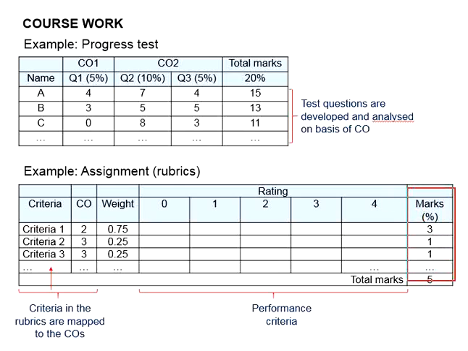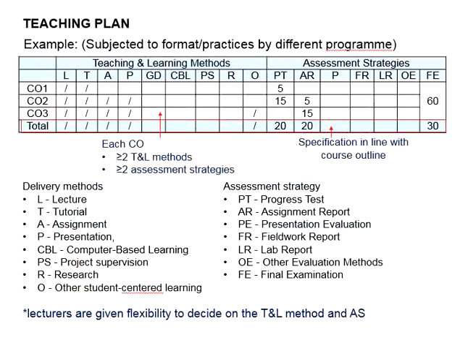And then you calculate the marks. Based on the mapping of the criteria and the COs, ultimately, you will get 5 marks for CO2 and 15 marks for CO3.